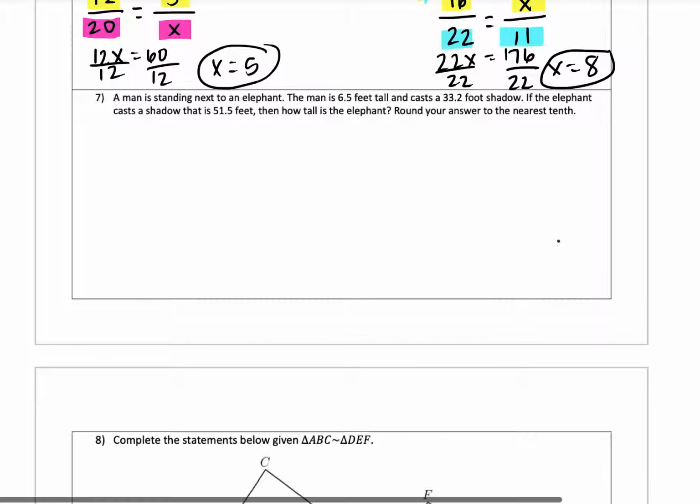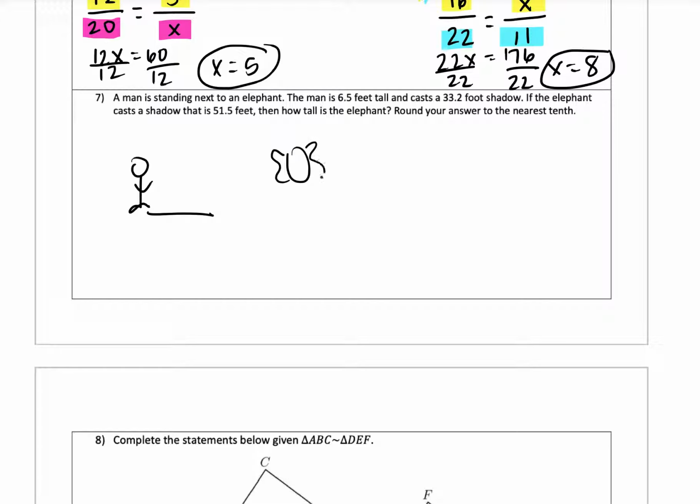Now in number 7, it says a man is standing next to an elephant. The man is 6.5 feet tall and casts a 33.2 foot shadow. If the elephant casts a shadow that is 51.5 feet, then how tall is the elephant? Round your answer to the nearest tenth. So we did a lot of problems like this with the building and the tree, but now it's just a man with a shadow and then an elephant. So here's the elephant with its height and then its shadow.